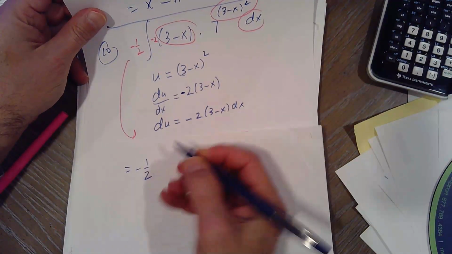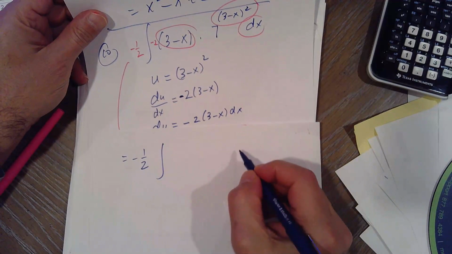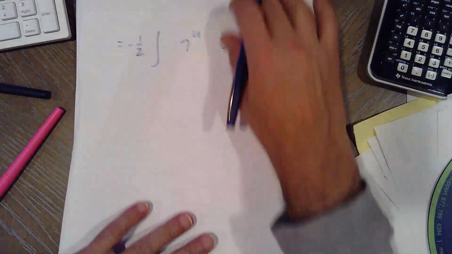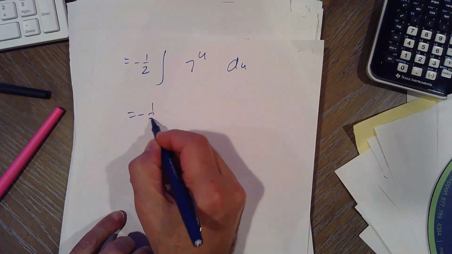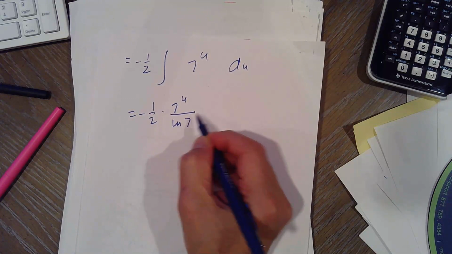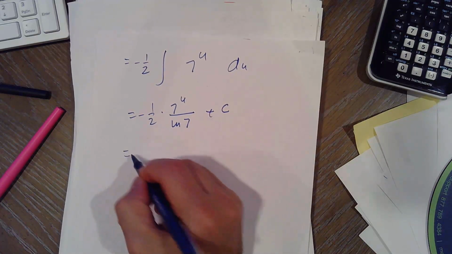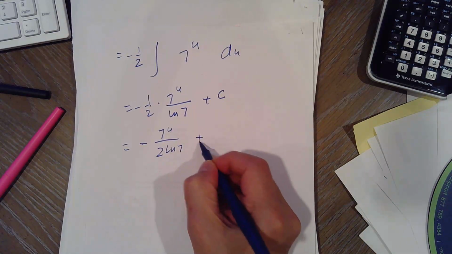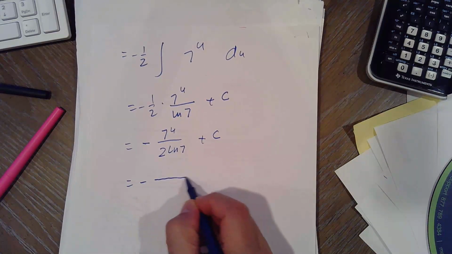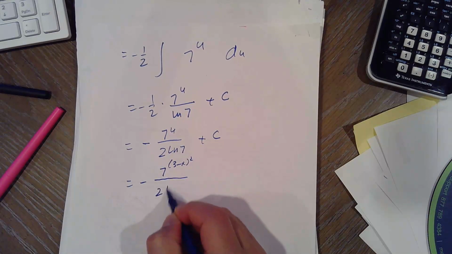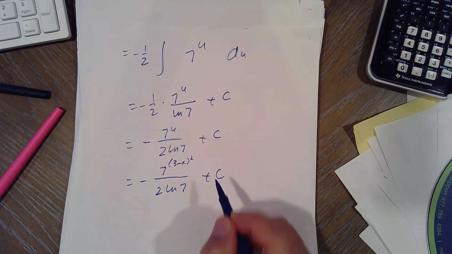So it would be negative 1/2 integral of 7 to the u du. And we have the rule for a to the u: integral of a to the u is a to the u over ln of a plus c. So it's negative 7 to the u over 2 ln of 7 plus c. Negative 7 to the u is 7 to the (3 minus x) squared over 2 ln of 7 plus c.